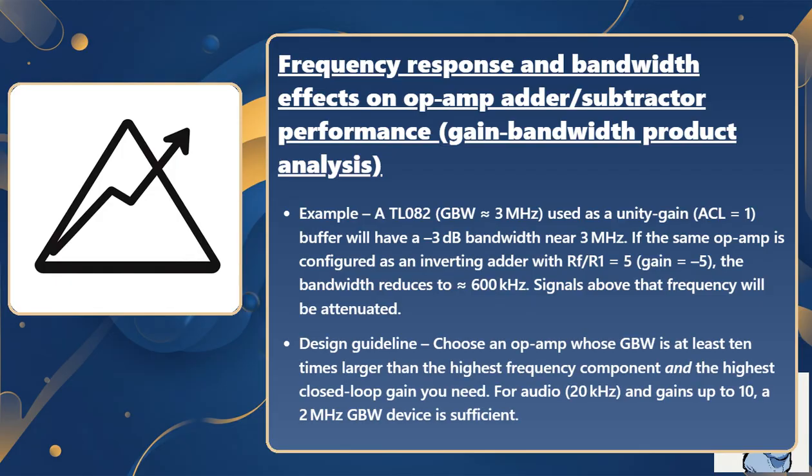Design guideline: choose an op-amp whose gain bandwidth product is at least 10 times larger than the highest frequency component and the highest closed-loop gain you need. For audio, 20 kHz and gains up to 10, a 2 MHz gain bandwidth product device is sufficient.